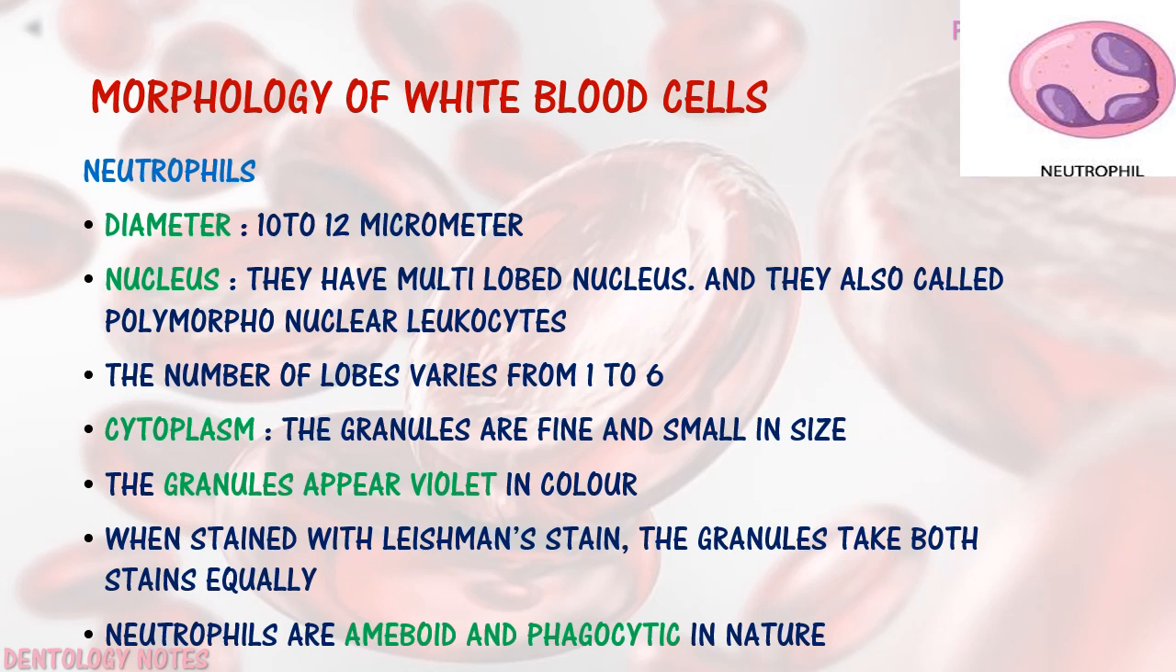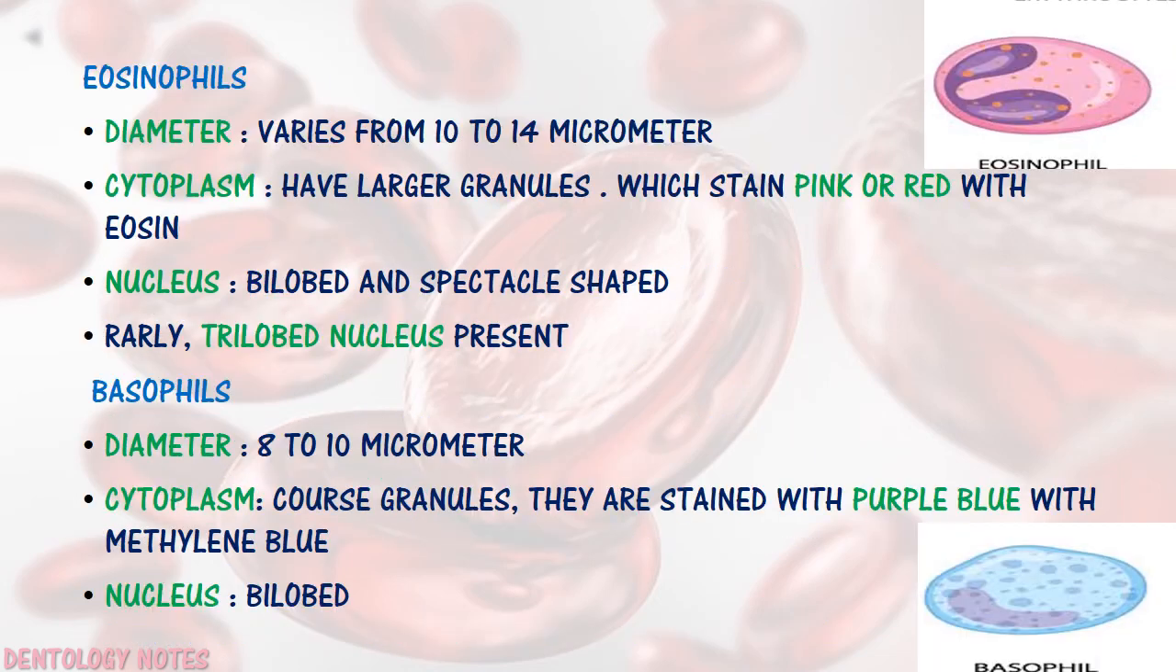Morphology of white blood cells. Neutrophils. Diameter 10 to 12 micrometer. Nucleus: they have a multi-lobed nucleus, and they are also called polymorphonuclear leukocytes. The number of lobes varies from 1 to 6. Cytoplasm: the granules are fine and small in size. The granules appear violet in color when stained with Leishman's stain, the granules take both stains equally. Neutrophils are amoeboid and phagocytic in nature.